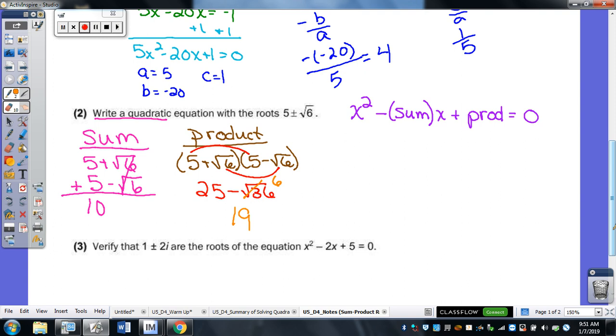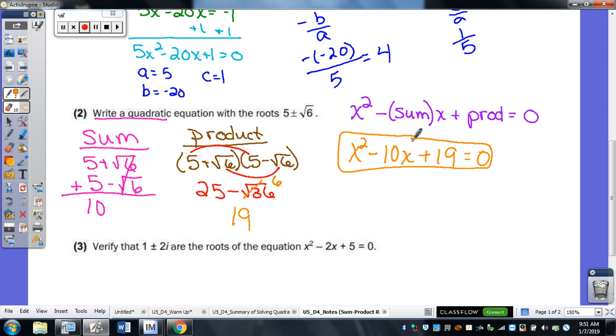So now to do our last part, what they actually wanted us to do in the problem was write the quadratic equation. So it would be x squared minus the sum, which was 10, times x, so minus 10x. And then plus your product, which was 19. And then equals 0. So x squared minus 10x plus 19 equals 0.